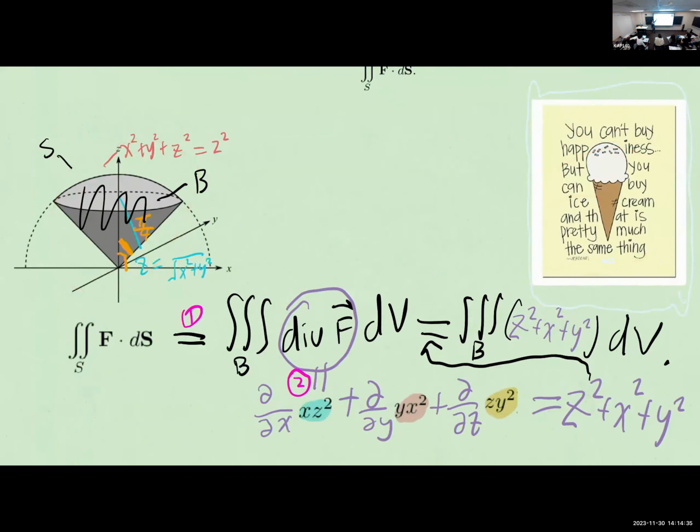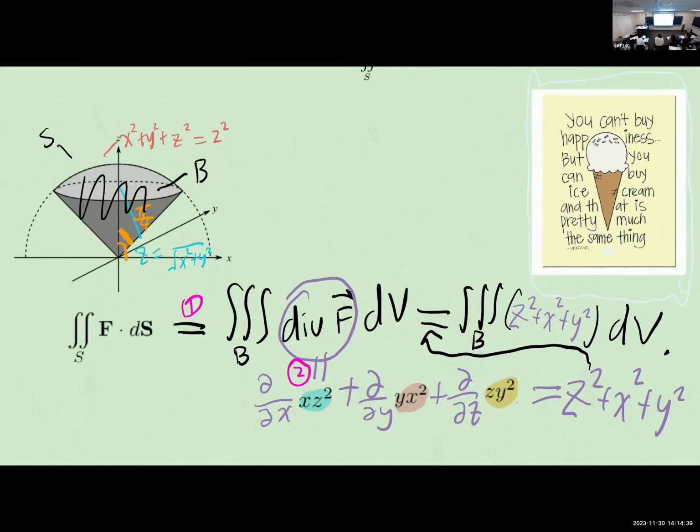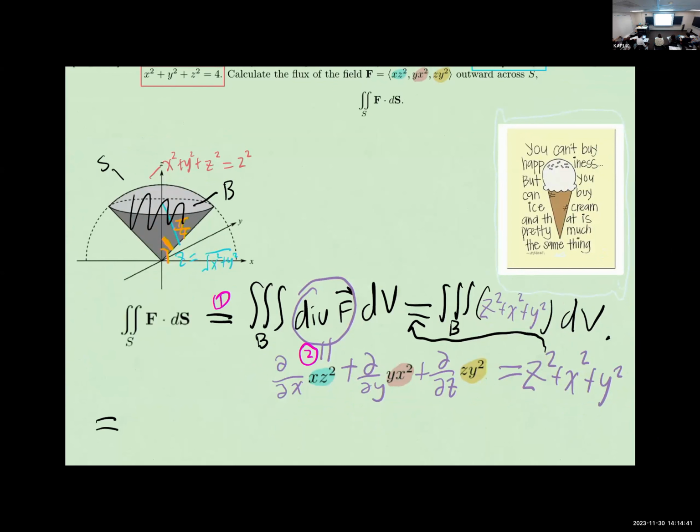Very similar to each other. All right, so let's continue to compute this triple integral. How to compute that? We could definitely use rectangular coordinates or cylindrical coordinates, right? But that's too much work. Who likes to use them? I don't like to use that. We have a better way. What is that?